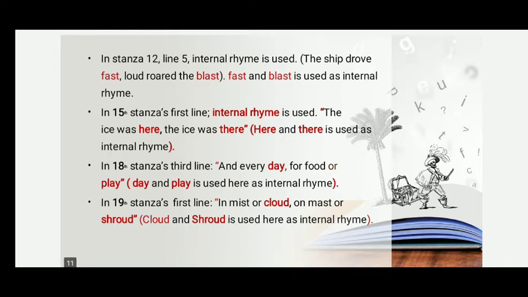In the 15th stanza, first line, internal rhyme is used: the ice was here, the ice was there. So "here" and "there" are used as an internal rhyme. In the 18th stanza, third line: and every day for food or play. Here, "day" and "play" are used as an internal rhyme. In the 19th stanza, first line: in mist or cloud, on mast or shroud. Here, "cloud" and "shroud" are used as an internal rhyme.